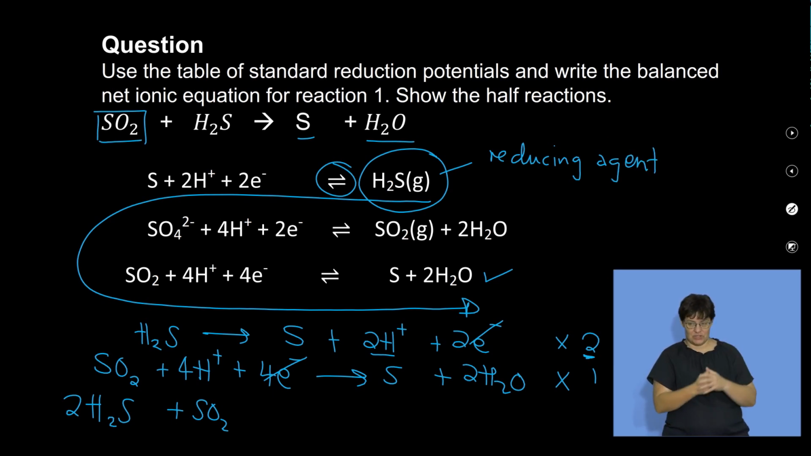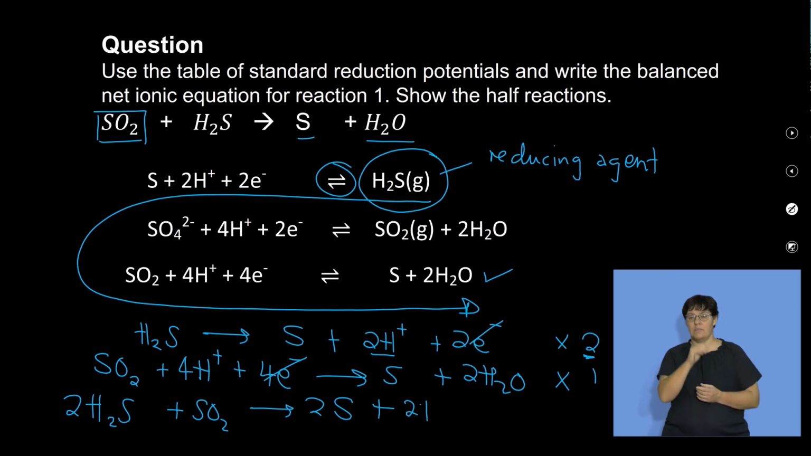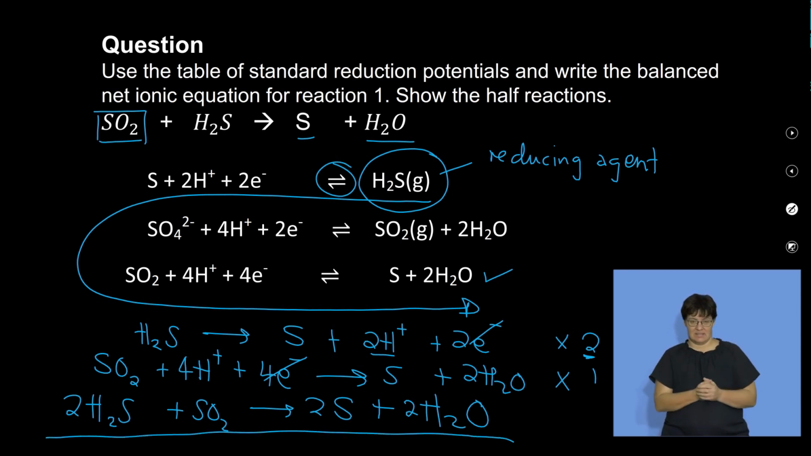Right, so if that is the case, what do we have? We've got 2 moles of sulfur, plus, in this case, we will also have water, which is multiplied by 1, so we'll have 2 moles of water. Right, so this is our balanced equation for our reaction. So that's how exactly we use the table of standard reduction potentials to balance.